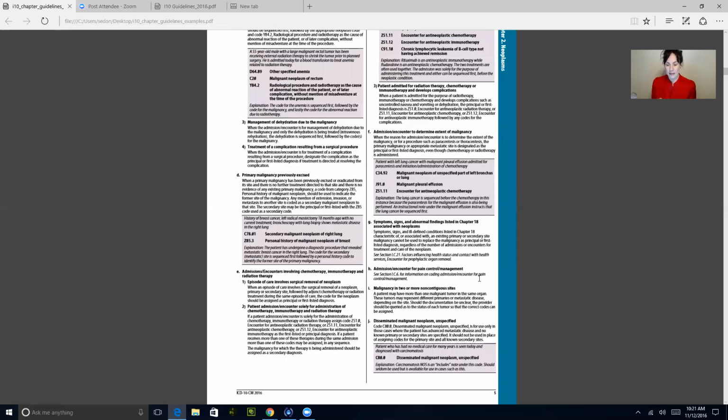So a tab, even, if you've tabbed your chapters in your ICD-10 book, then you can just tab, neoplasm guidelines right there. And then you can make little notes in your book that direct you to the important sections, like what do you sequence first if the encounter's for anemia due to cancer, right, or malignancy.